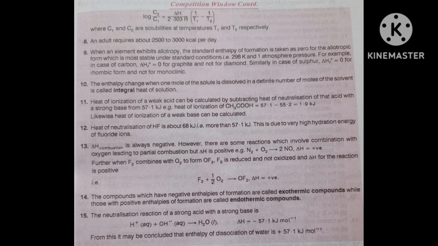Now the next important term, and that is actually a concept I am telling you. Delta H combustion is always negative. Why? Because it will liberate heat. Heat will evolve. So the change of enthalpy in case of combustion is always negative.